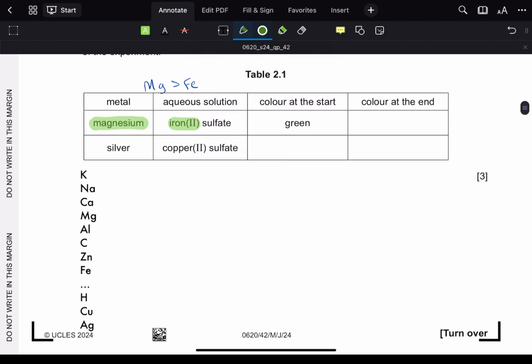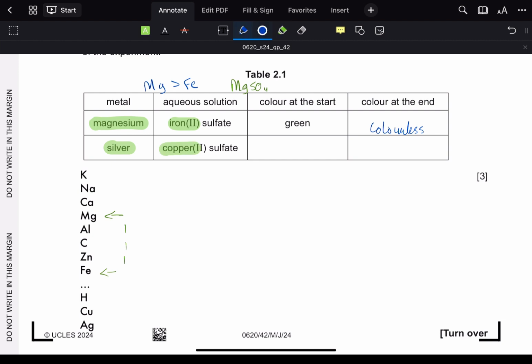So if we refer to the reactivity series, we can see that magnesium is above iron in the reactivity series, which means that it will displace iron from iron 2 sulfate, and the new compound formed would be magnesium sulfate. The color at the start of the reaction is green because iron 2 sulfate is green, but the color at the end of the reaction would be none or colorless because all metal salts from group 1 and group 2 are colorless.